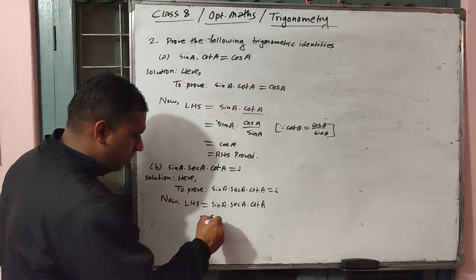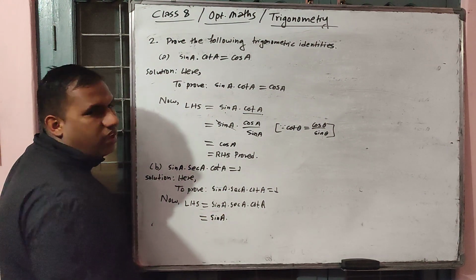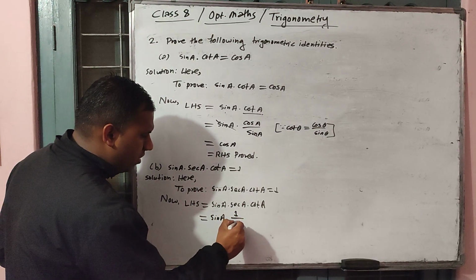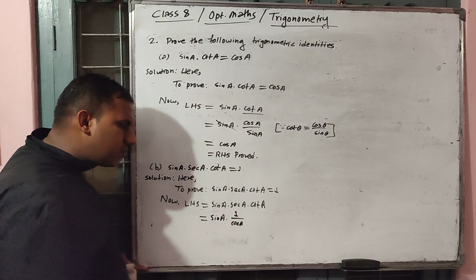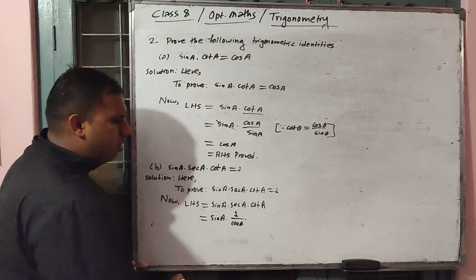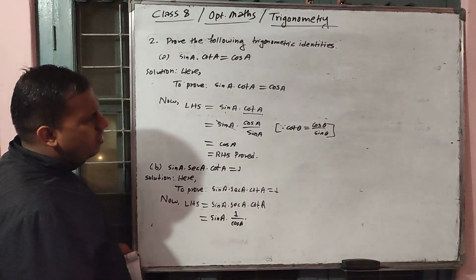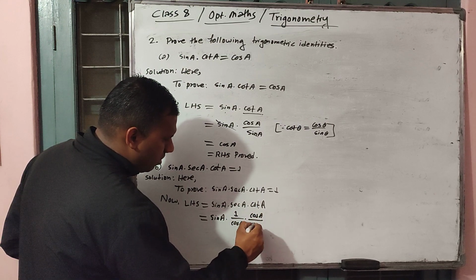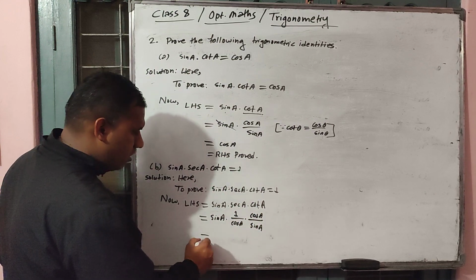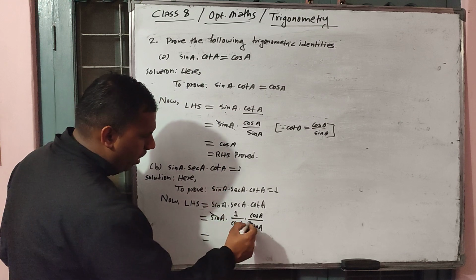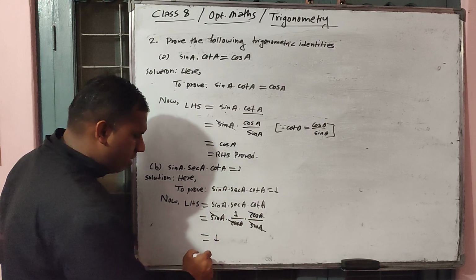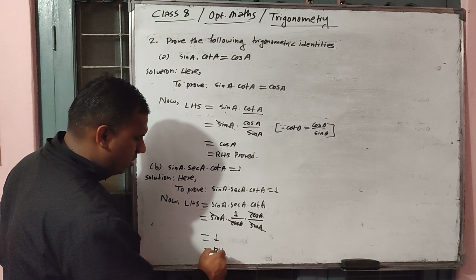So sine A is the same, sine A. Sec A, its reciprocal relation is 1 by cos A. Third, cot A, its cosine relation is cos A upon sine A. So sine and sine cancel each other and cos and cos cancel. Remaining is 1. So that is RHS.